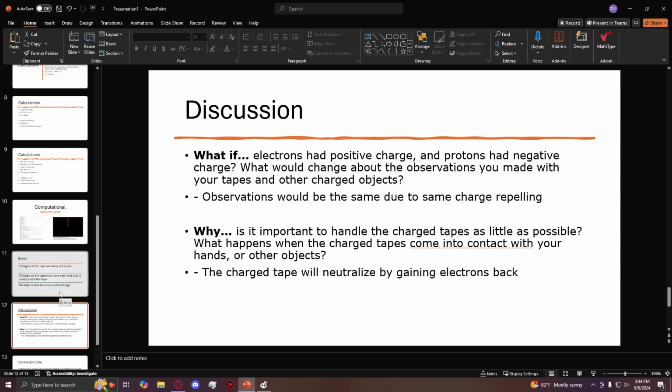Why is it important to handle the charge tapes with as little contact as possible? What happens when the charge tapes come into contact with your hands or other objects? The charge tape will neutralize by gaining electrons back.